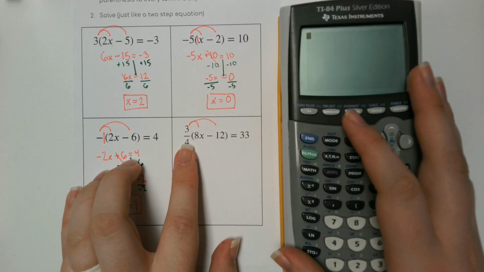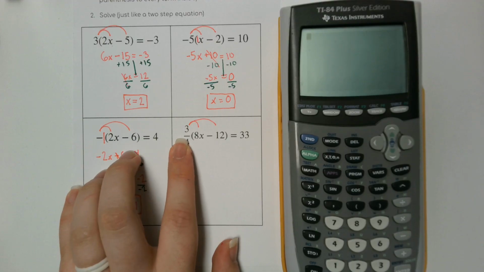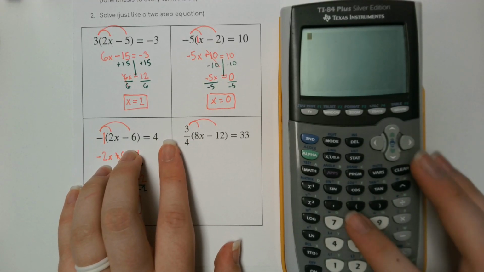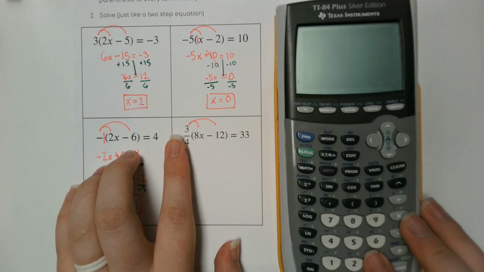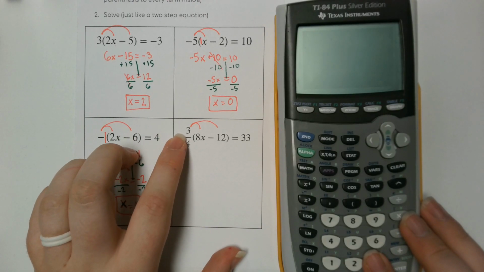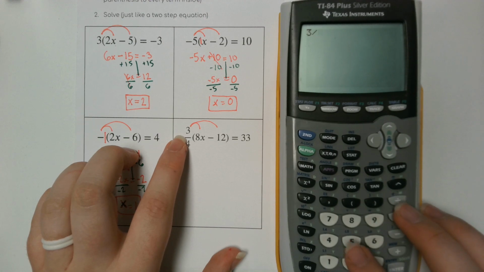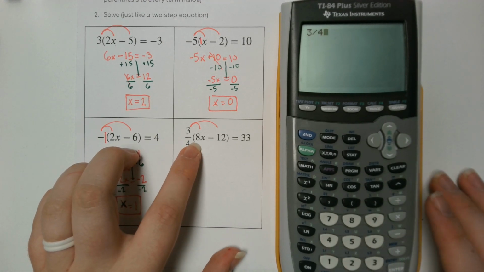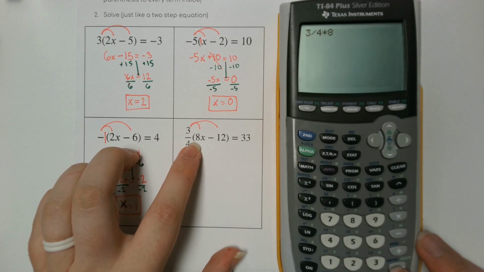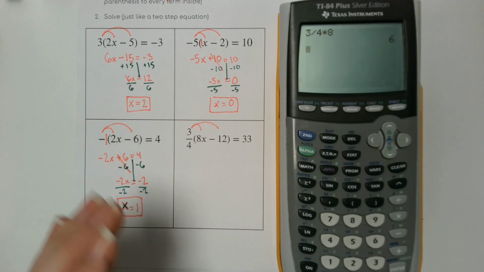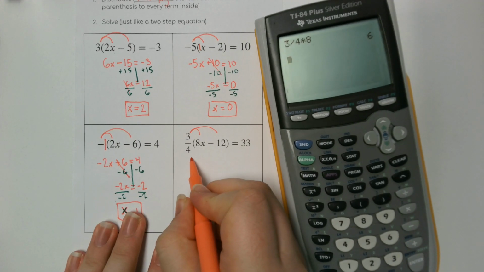Okay, we have 3/4 times 8x. So we want to do 3/4 times 8. You could do it that way, but our fraction is 3/4, right? What is that operation, really? Division. So we do 3 divided by 4, and then times 8. You just type it in like that. And what do we get? 6. Good. So we're left with 6x.